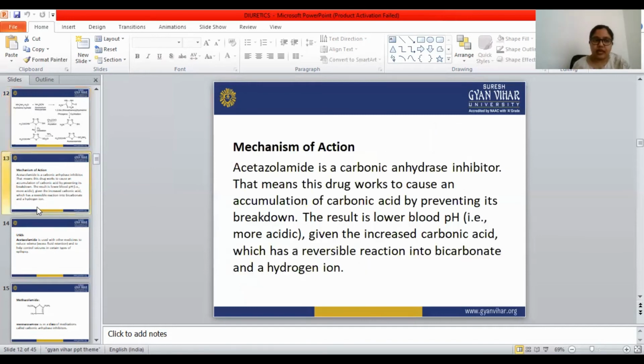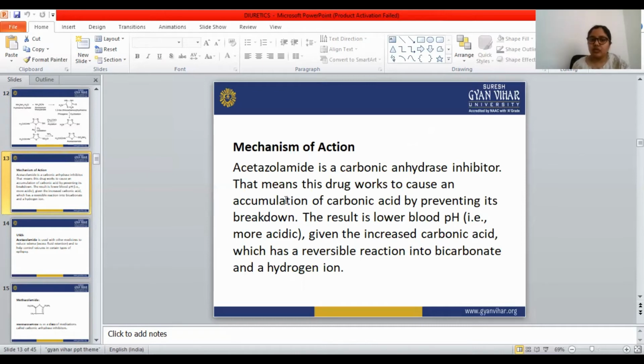Let's see the mechanism of action of acetazolamide. Acetazolamide is a carbonic anhydrase inhibitor, which means this drug works to cause an accumulation of carbonic acid by preventing its breakdown. That prevents the breakdown of the carbonic acid, and the carbonic acid is accumulated.